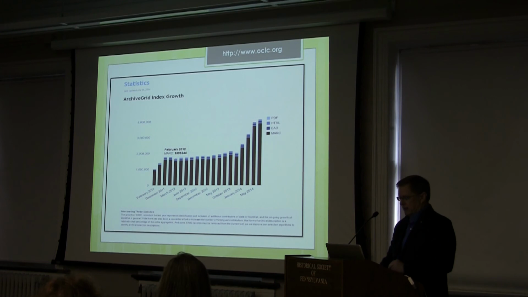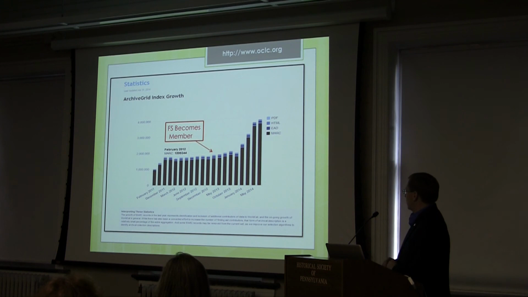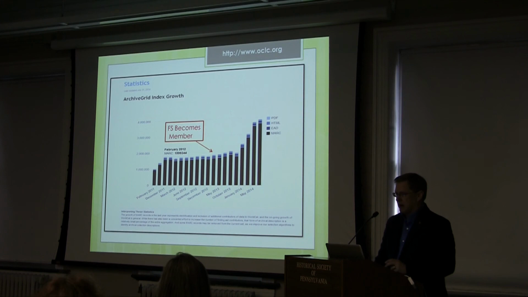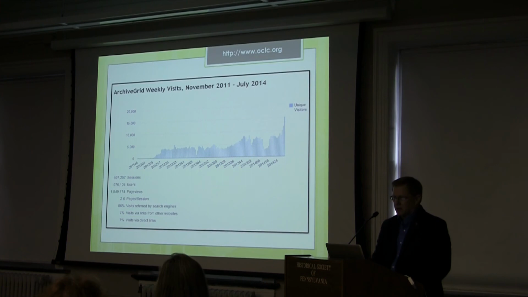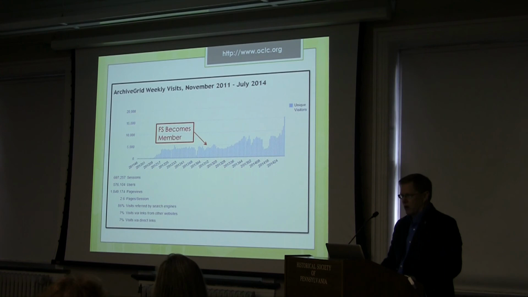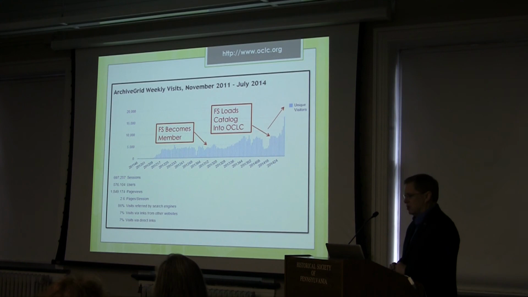This point right here is where FamilySearch became a member of Archive Grid. Can you see the dramatic growth as we begin to add our collection to that? FamilySearch loaded our information into the OCLC catalog, and that was the growth that took place in Archive Grid. So, weekly visits are up. Unique visitors, we track all of that through our session. You can see here, FamilySearch becomes a member at that point, and then you can see when we loaded our stuff into the OCLC catalog, and you can see that the unique visitors went up.